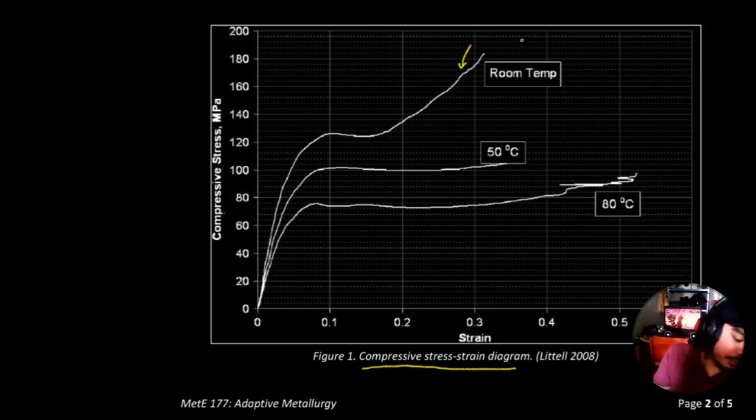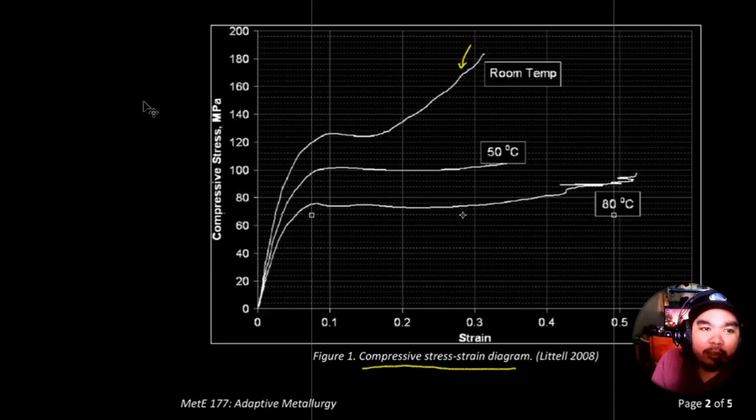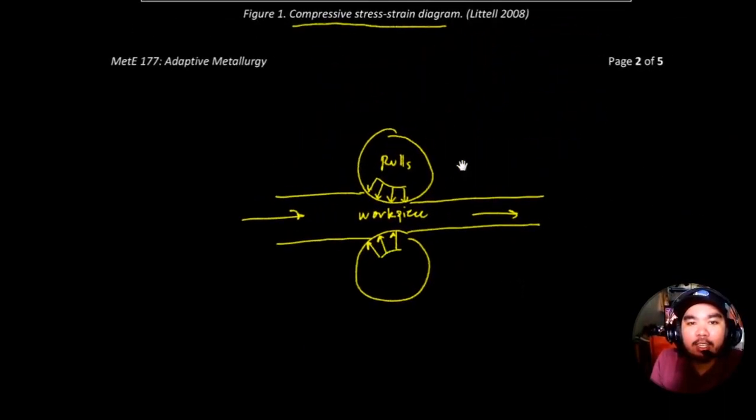Although the yield point is a finicky concept, because if you remember, we have different types of points. We have the proportionality limit. We have the yield stress. And then we have the offset stress.